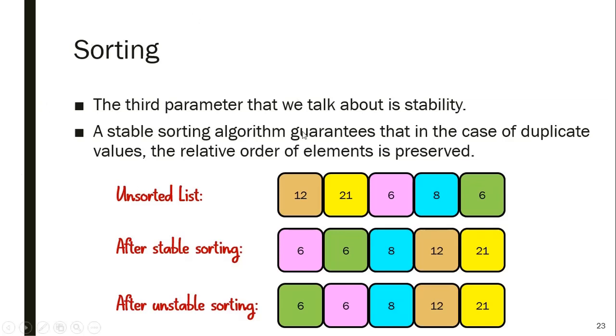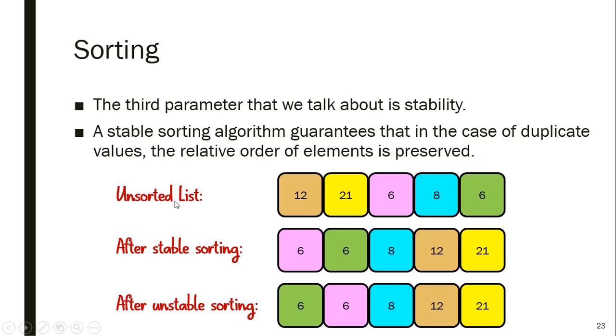The stable sorting algorithm guarantees that in the case of duplicate values, the relative order of elements is preserved. For example, there is an unsorted list 12, 21, 6, 8 and 6. Now I have colored these just to tell you what stable and unstable sorting is. You see, there are two 6s, one with the purple background and one with green.